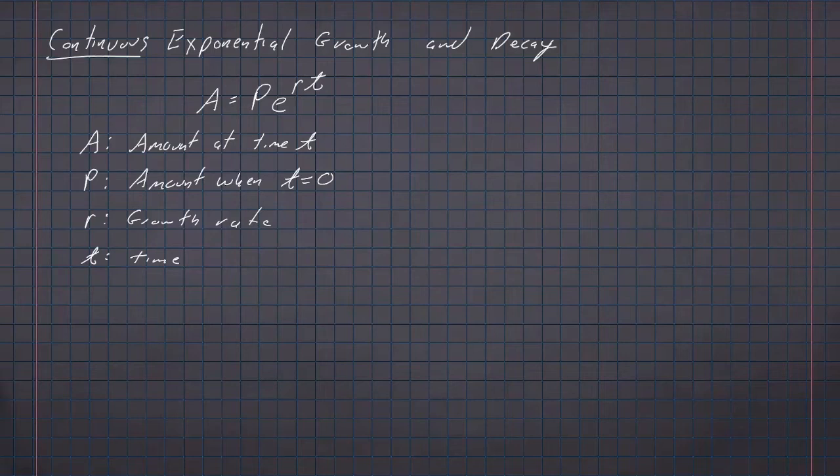The reason that we use the letters A and P when talking about this is that one of the key applications of exponential growth and decay is compound interest. When you invest money in a savings account, the amount that you invest is called the principal, P, and you can use exponential growth and decay with your interest rate as r to calculate how much your account will be worth after a certain amount of time.